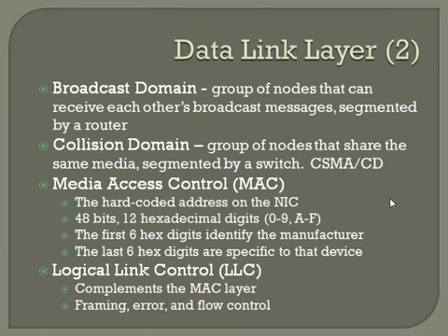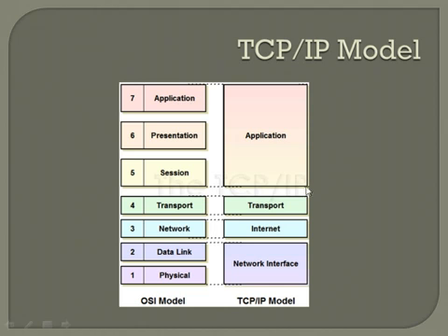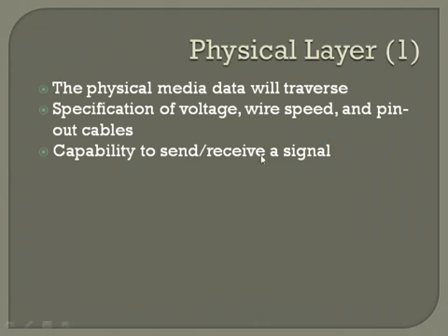Under the MAC layer, you've got the logical link control layer, LLC. This complements the MAC layer with framing, error, and flow control. And then the physical layer, as we talked about before: the physical medium that data will traverse, specifications, voltage, wire speed, and pinout, capability of sending and receiving signals. So the physical layer can be wireless, it can be an Ethernet cable, etc.